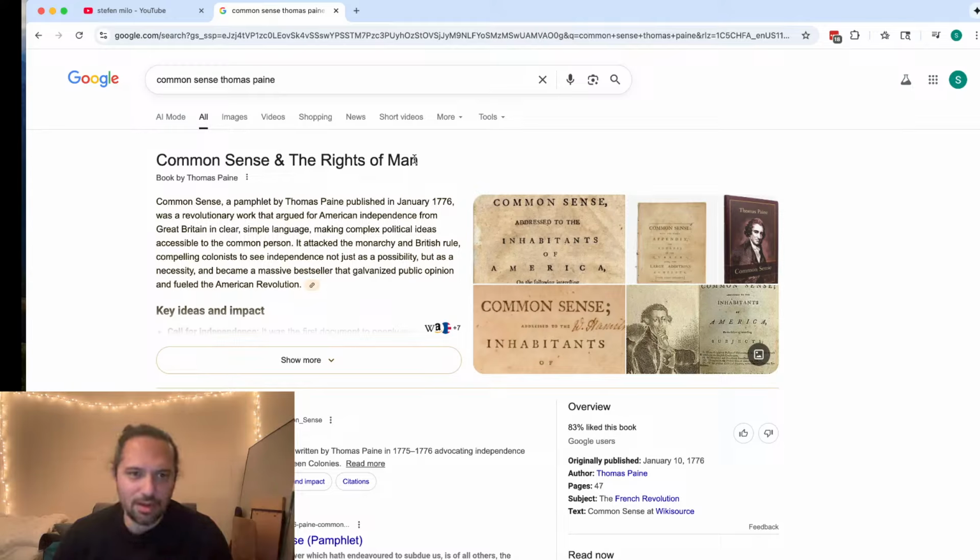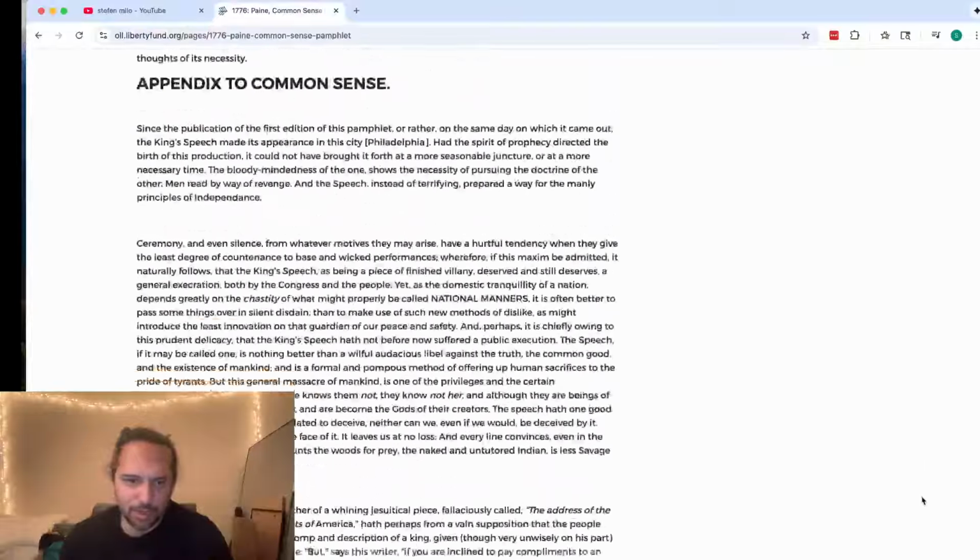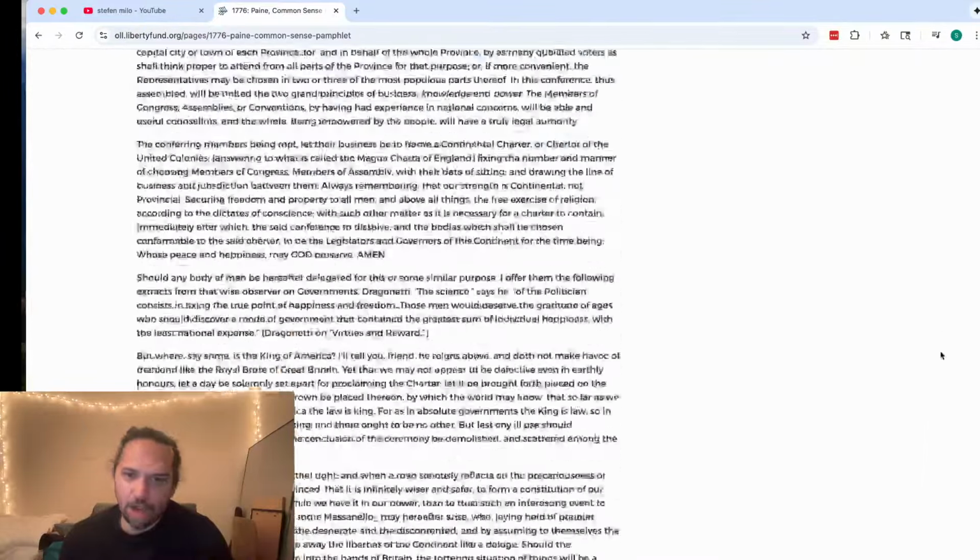And here comes Thomas Paine with Common Sense. And Common Sense is basically a book. It's a long pamphlet, but it's a book. It's a pamphlet. I don't know. What would you call this? Look at how long it is. Is this a book or a pamphlet or something in between? It's at least a long pamphlet.